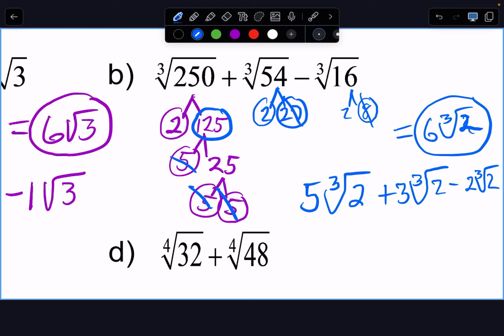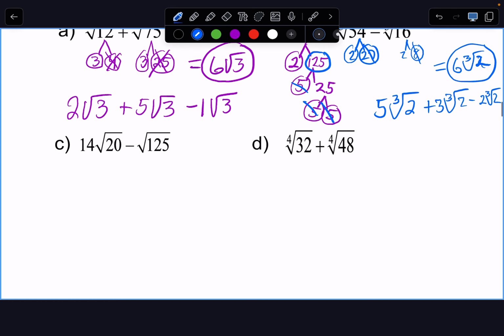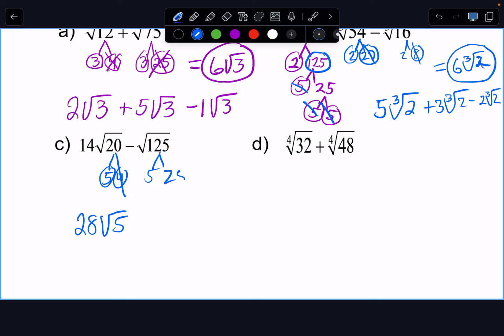Is that making sense? Yes, sir. All right. C. How can I break down square root of 20? I would think of 5 and 4 for a perfect square. What's the square root of 4? So 2 times 14, 28 square root of 5. This is 5 and 25. What's the square root of 25? So that's 5 square root of 5. What's 28 square roots of 5 minus 5 square roots of 5?